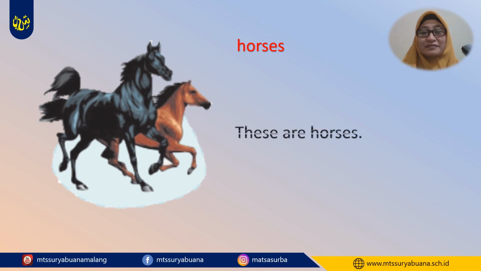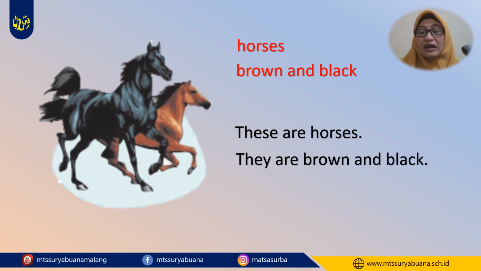Horses. These are horses. They are brown and black. They run fast. Can you see the difference?